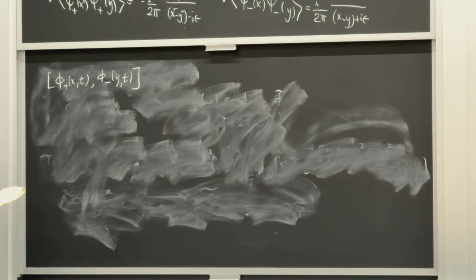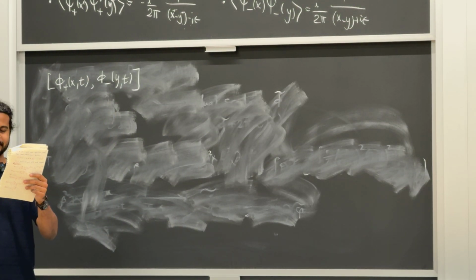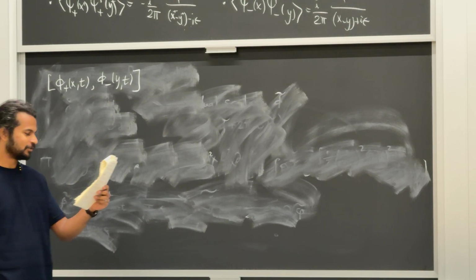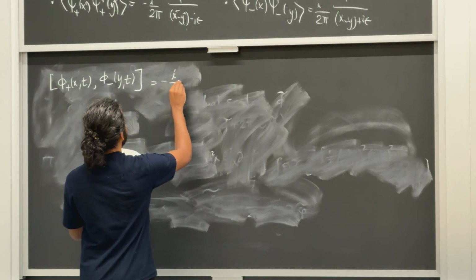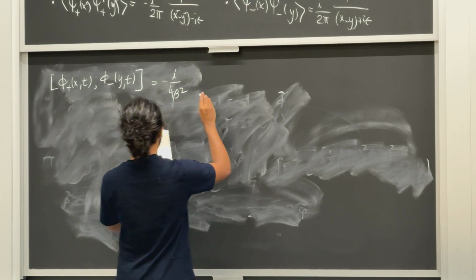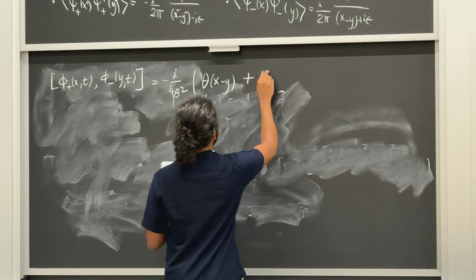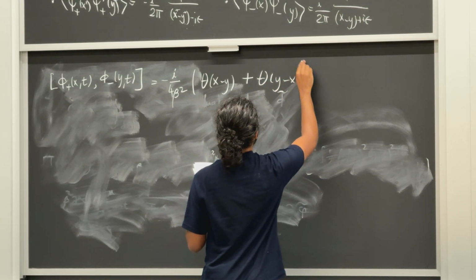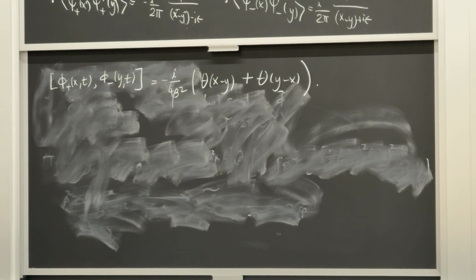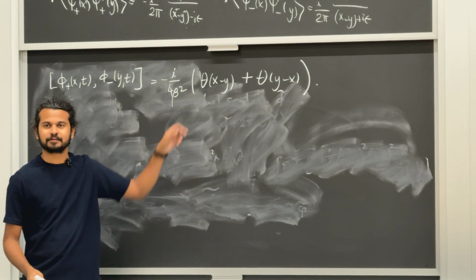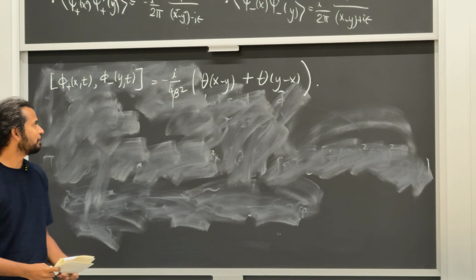So let's try to evaluate this. Do I want to go through this, or should I just tell you the answer? I'll just tell you the answer because it's going to look exactly the same. It's going to be minus i by 4 b square, theta(x minus y) plus theta(y minus x). If you sum them up, what is it? If you sum them up, it's 1.